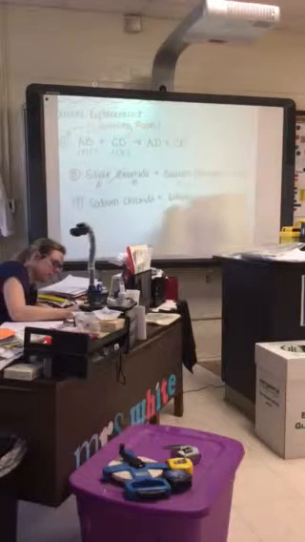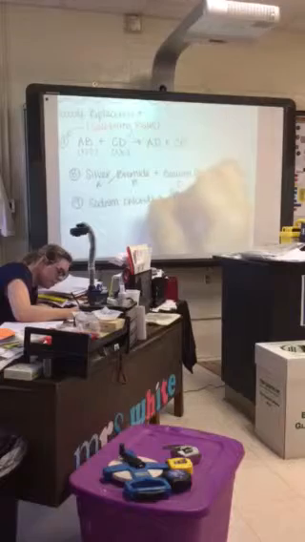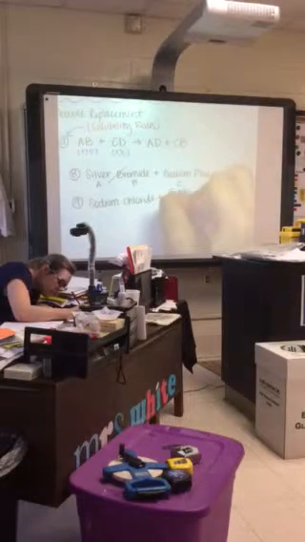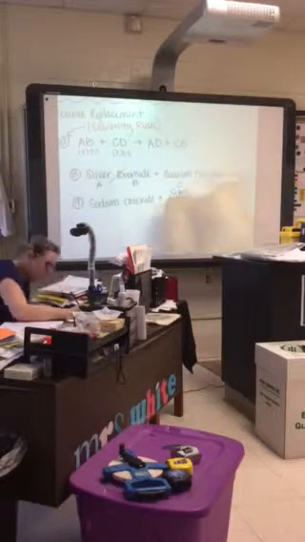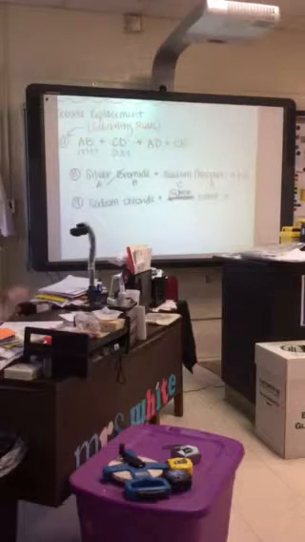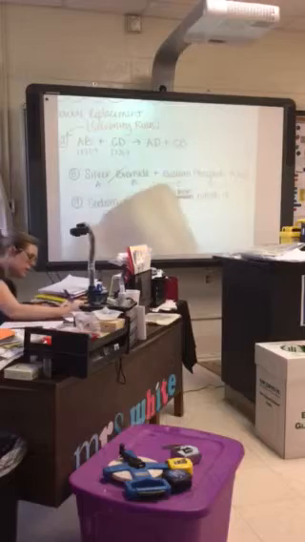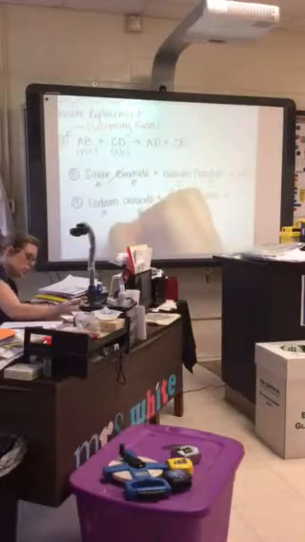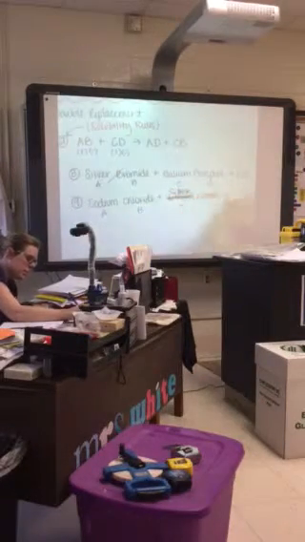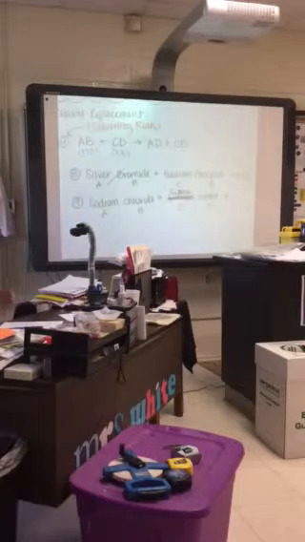Let's change lithium. Let's do silver. All right, sodium chloride plus silver nitrate. So again, sodium is A, chlorine is B, silver would be C, nitrate would be D.